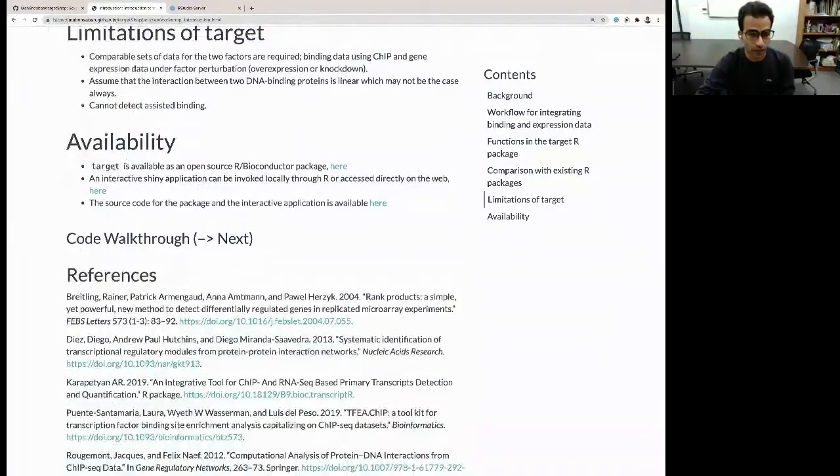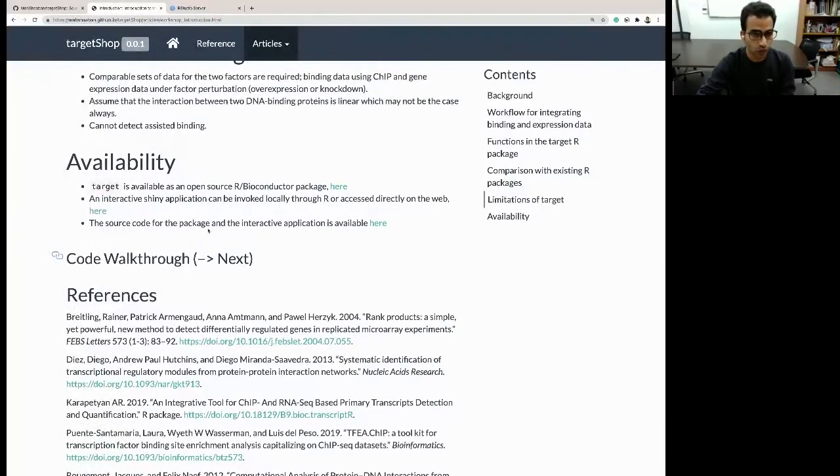So this package is already available in Bioconductor, and there is a Shiny application that can be used locally or on the web as well. So I'll now go to the code walkthrough.